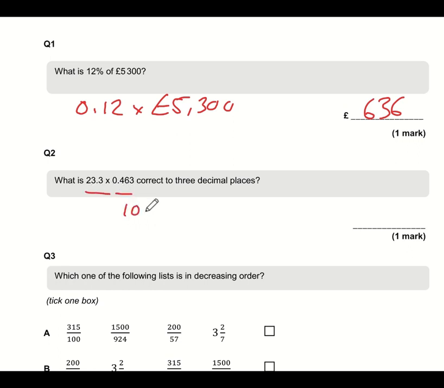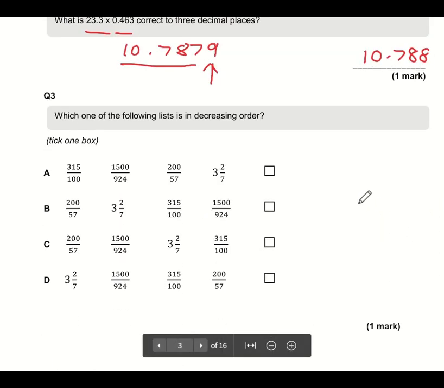For question 2, just type this into your calculator and you should get an answer which is 10.7879. If we want an answer to 3 decimal places, it means it's the 4th decimal place that we need to look at. It's greater than 5, so the column to the left is going to move up 1, so the 7 will become an 8, so 10.788.